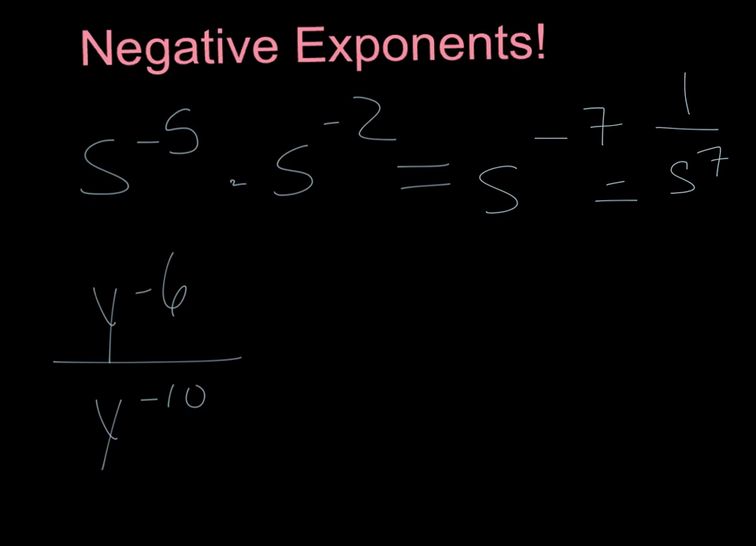IXL asks you to not do stuff with denominators, so they would prefer this number. I would accept either one as correct, but it depends on what the problem is asking. If it's asking for a negative exponent, it's got to be this one. If it's asking for a positive exponent, it's got to be that one.